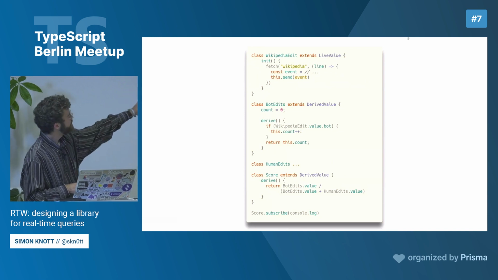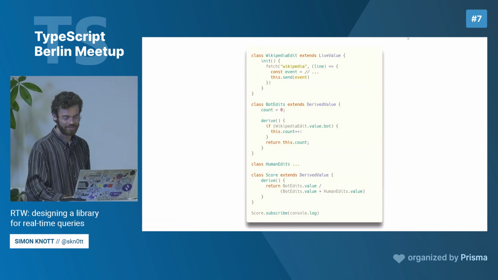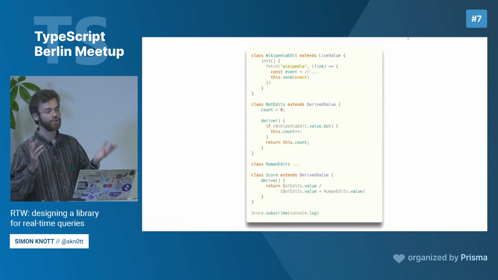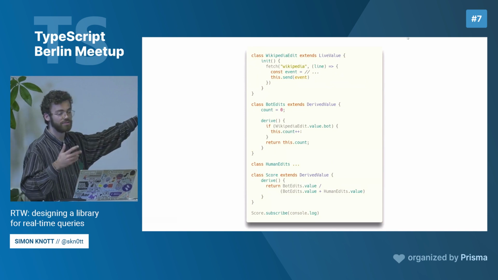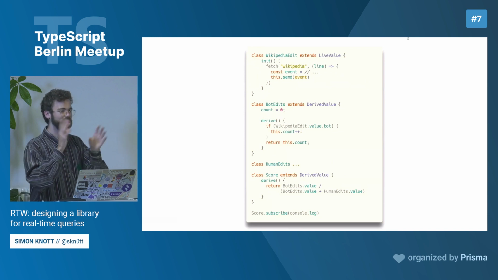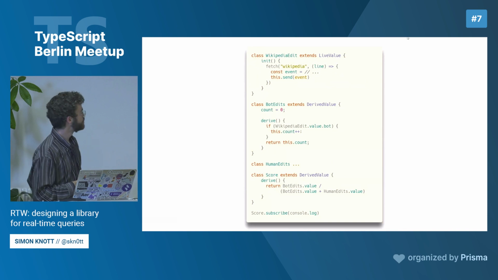So we have the bot edits thing, and then we'd have a second class called human edits. It does all the same things, but it just increments when it's not a bot. So I didn't repeat it. And then we'd have the derived value called score, which when it's derived, it doesn't have any state, which you can see because it doesn't have any instance variables. And when it's derived, it takes a look at what the current value of bot edits is, and it divides that. No, it does the other way around, but it takes a look at what is the percentage of edits that have been made by a bot.